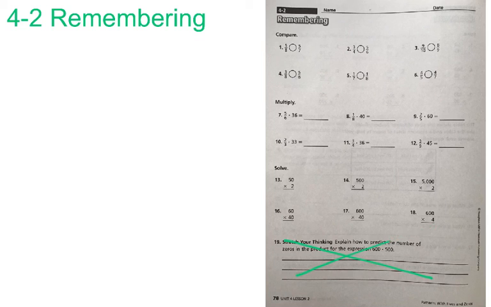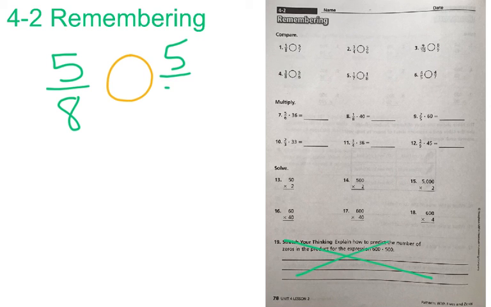We're going to go ahead and compare some fractions. We've been practicing this for a long time. Here we have 5/8, and we're comparing that to 5/7. Now, when you have a numerator that's the same, and in this case you have 5 on the top of both, the larger one is going to be the one with the smaller denominator.